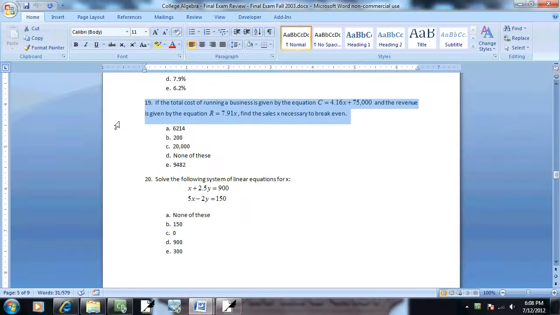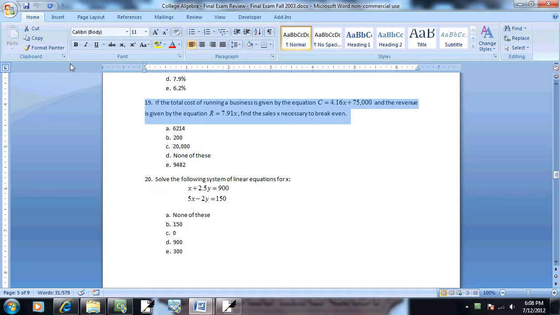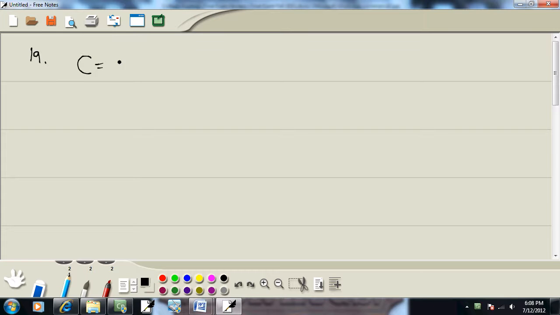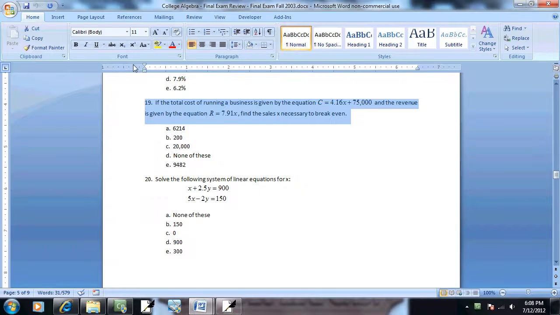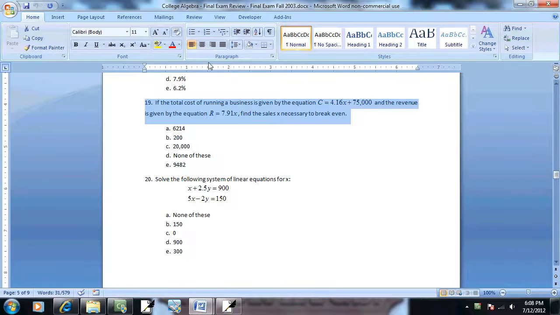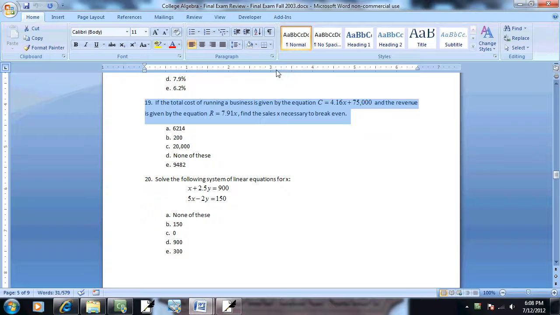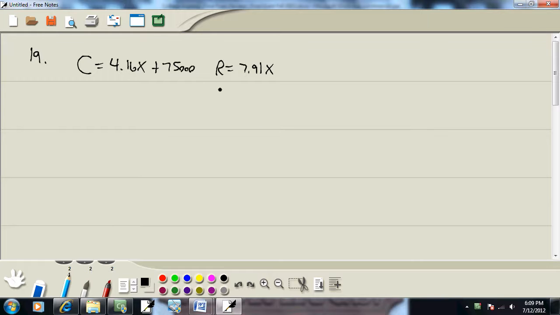Let's take a look at number 19. If the total cost of running a business is given by the equation C is equal to 4.16x plus 75,000, and the revenue is given by the equation R is equal to 7.91x, find the sales x necessary to break even.